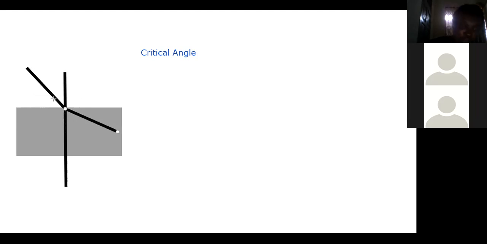Now bear with me: from here to here is the angle of incidence, and from here to here is the angle of refraction. But light bends away from the normal because it has moved from a denser medium to a less dense medium.